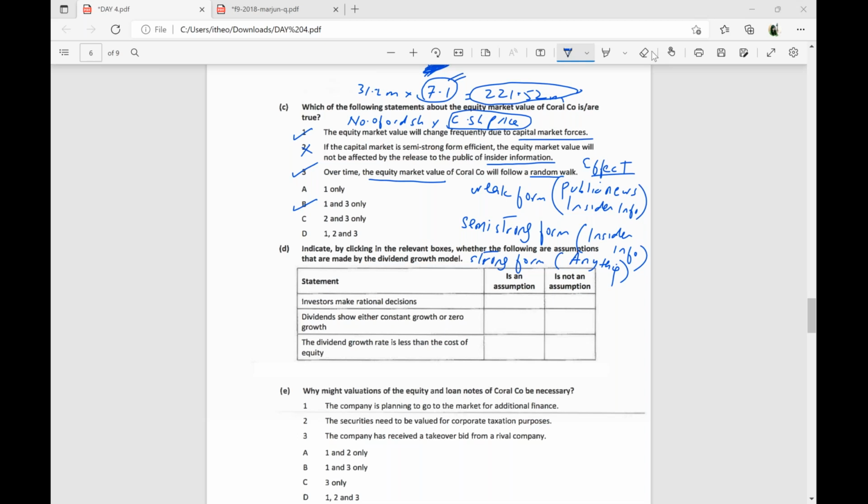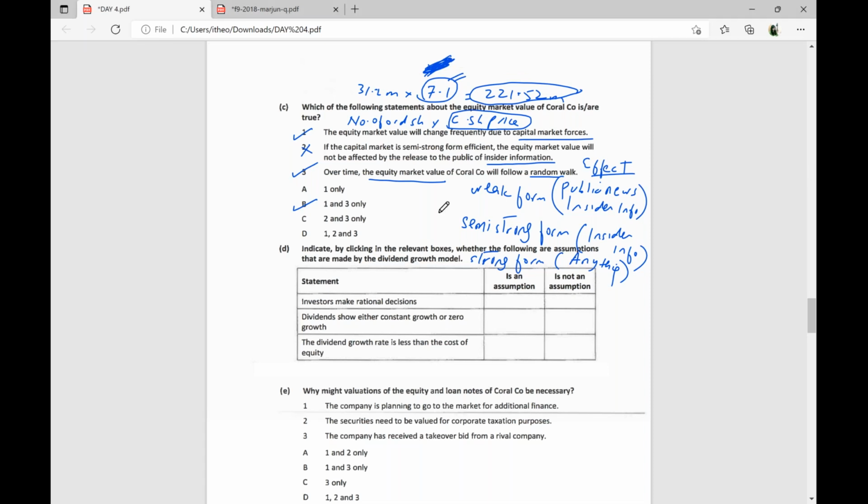Random walk means without any logic. If you look at the stock market prices, sometimes they go up and down without any reason. That is called random walk. So when it goes up and down without any reason, the share price changes and the equity market value changes. So equity market value does change due to random walk.